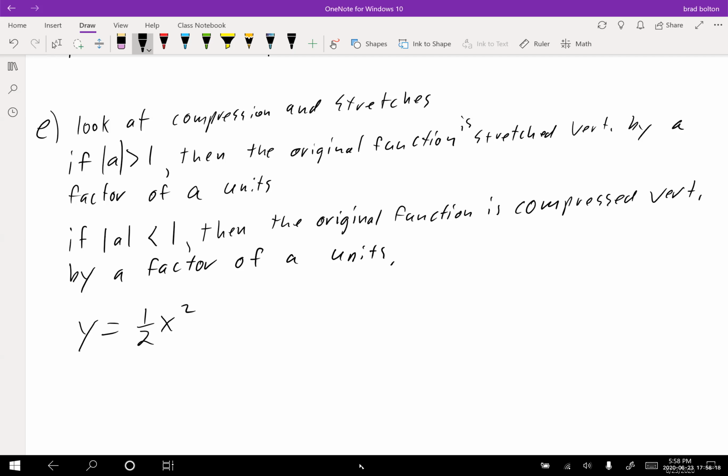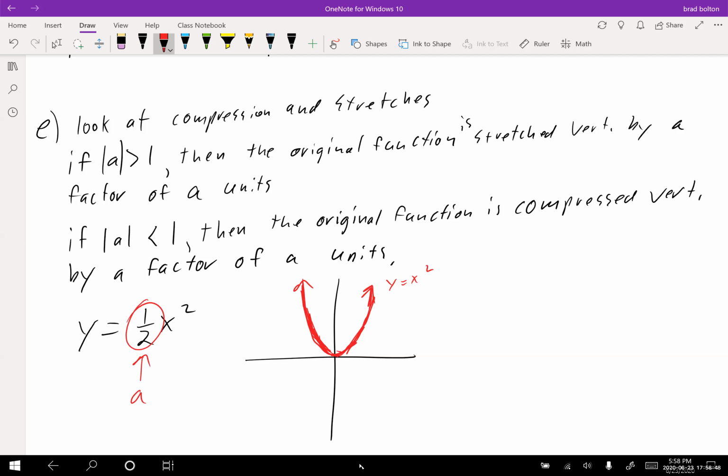Okay, so when I go to draw the graph for this, I'm going to draw my parent function, which would be this, right? That is not good. Okay, well, that's as good as it's going to get for now. You guys get the idea. We have a parabola, y equals x squared. Now, in this case, A is the number in front. So A is always the number in front, okay?